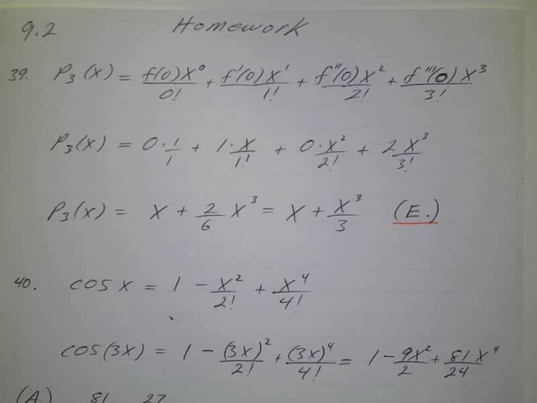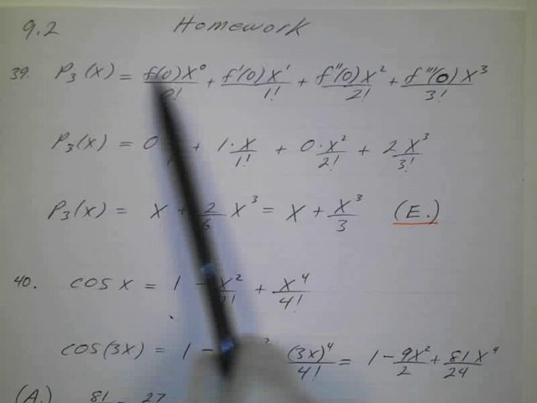Okay, here's some more problems from section 9.2, and this is number 39. Number 39 is a multiple choice, and it tells you f of 0, f prime of 0, f double prime of 0, and f triple prime of 0. They want you to come up with the third Taylor polynomial generated by f of x at x equals 0, so they give you the function and the derivatives.